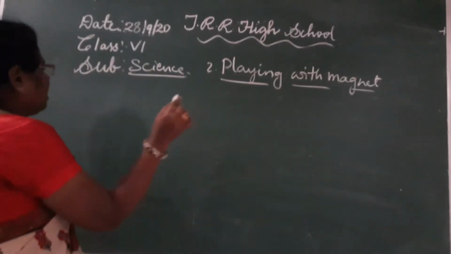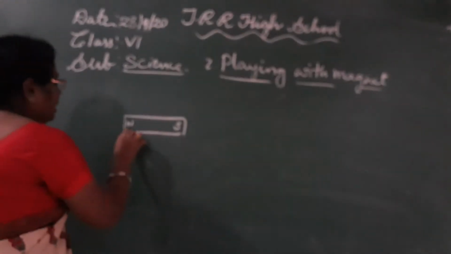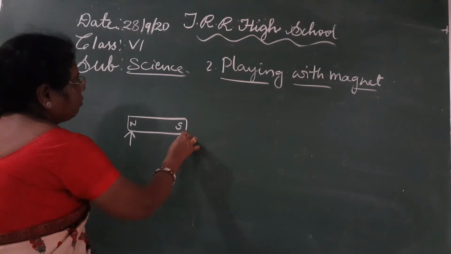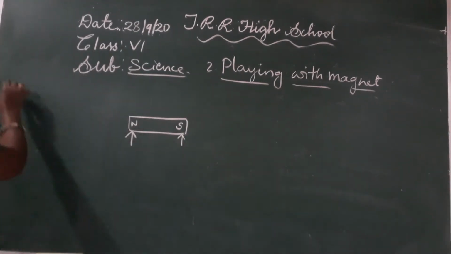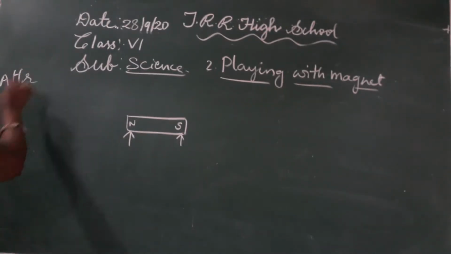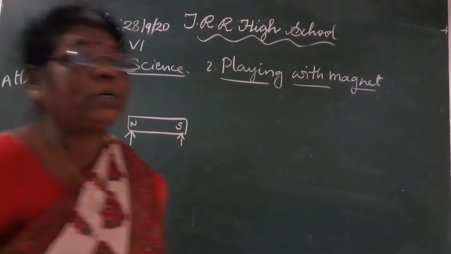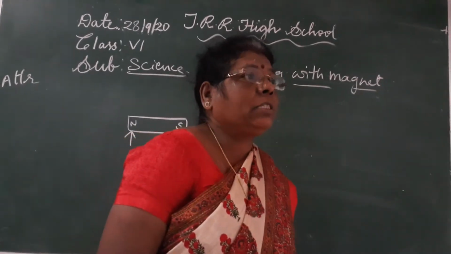How many poles are there for a magnet? Two poles. What are they? North pole and south pole. Where do you find more attractive property? Towards the poles only we find more attractive property. So we have studied the attractive property already, and we have also discussed the directional property.